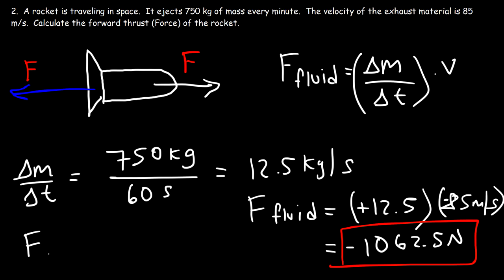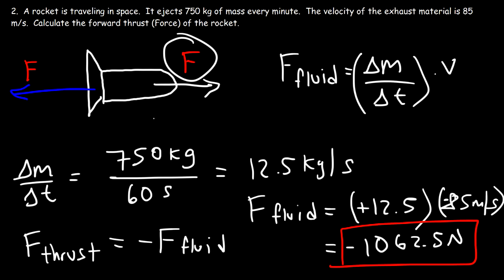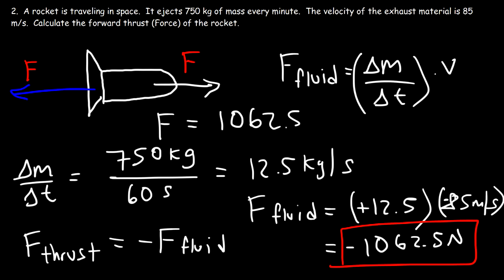Now, the force of the rocket, or basically the thrust force, that's equal to negative the force of the fluid. So basically, this answer has to be positive because it's directed in the positive x direction. So the force that propels the rocket forward is going to be positive 1,062.5 newtons. And so that's the answer.